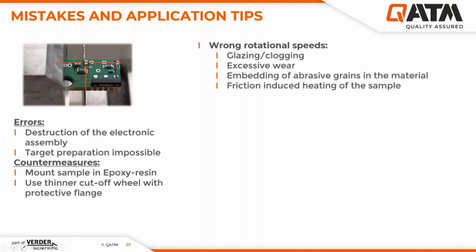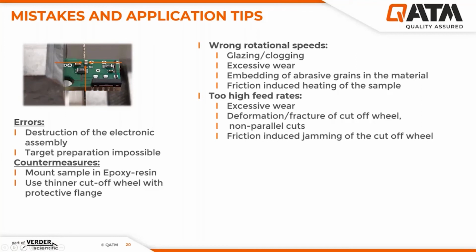So which type of errors can be generated by the wrong setting of a certain parameter? Let's sum up. Too high rotational speeds can lead to glazing and clogging of a cutoff wheel. It may also lead to excessive wear and the embedding of abrasive grains in the material. Also, you may observe a friction-induced heating of the sample and hence microstructural changes.